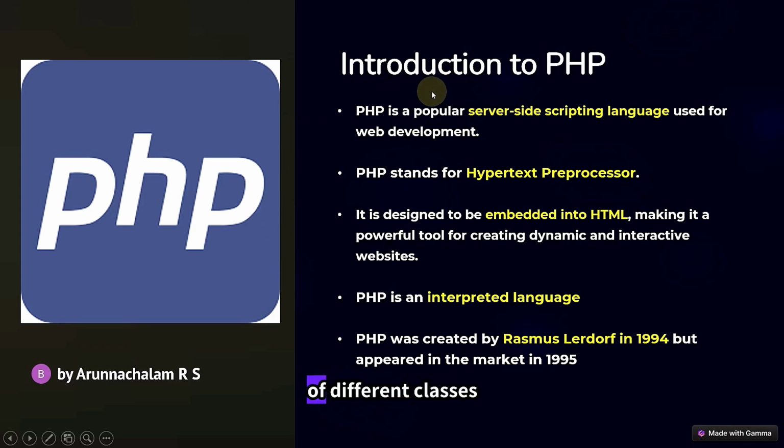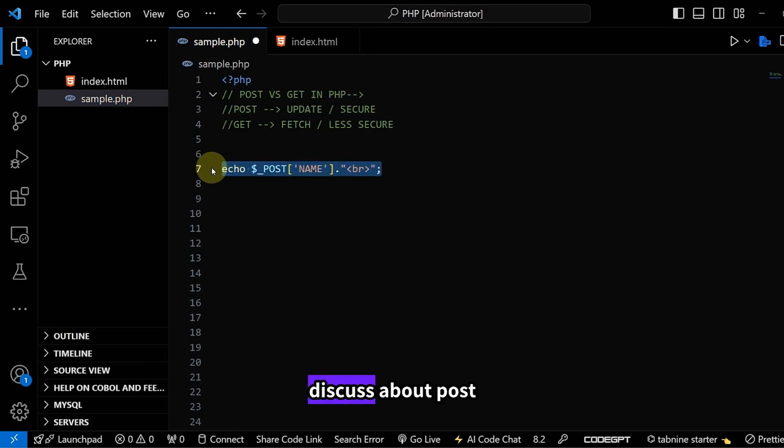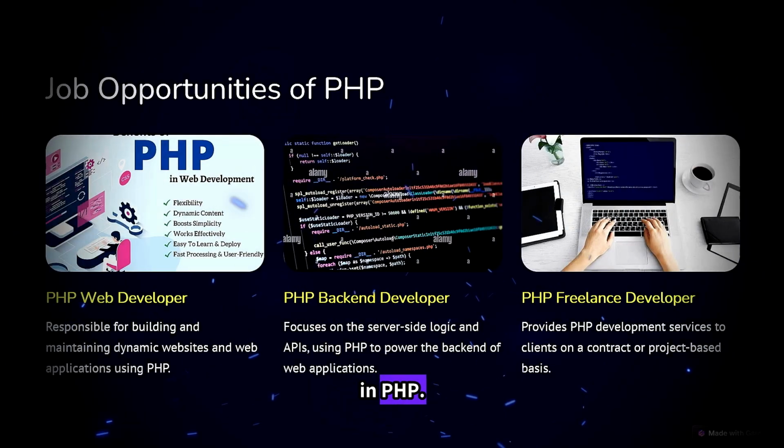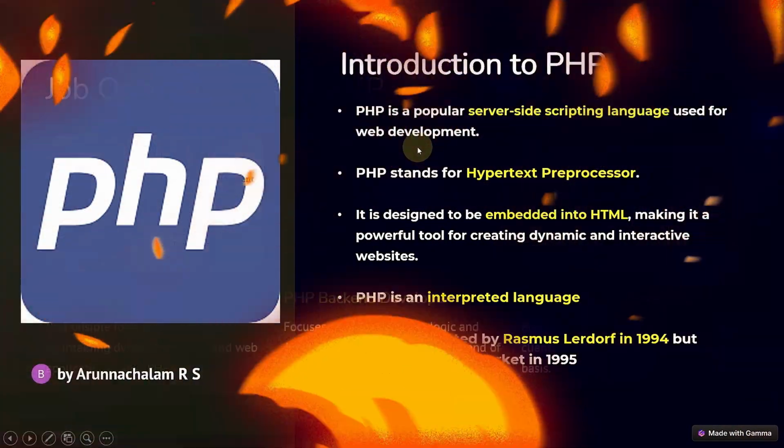This course consists of different classes, like how to run the PHP program in Visual Studio Code using the XAMPP control panel, and also we are going to discuss concepts like variables, data types, conditional statements, and loops. At last, we are going to discuss the POST and GET methods in PHP. This course is very useful for beginners who are trying to learn PHP for the first time. So let's get started.